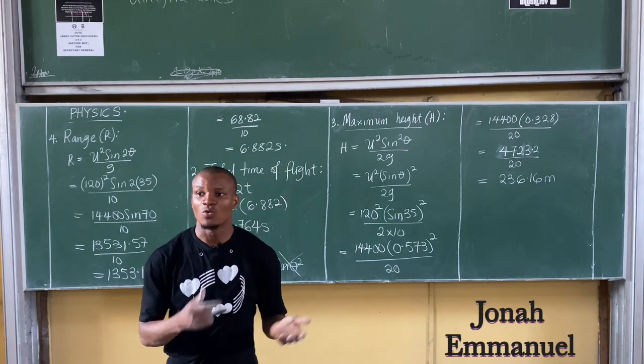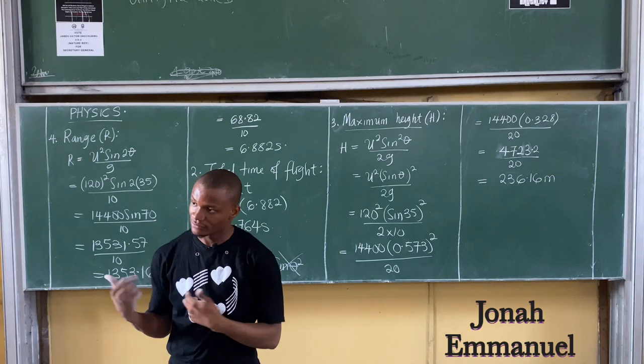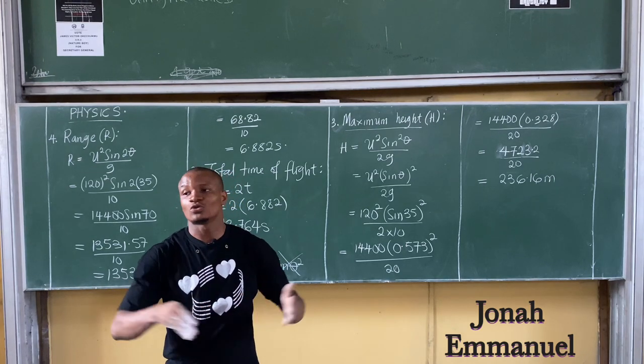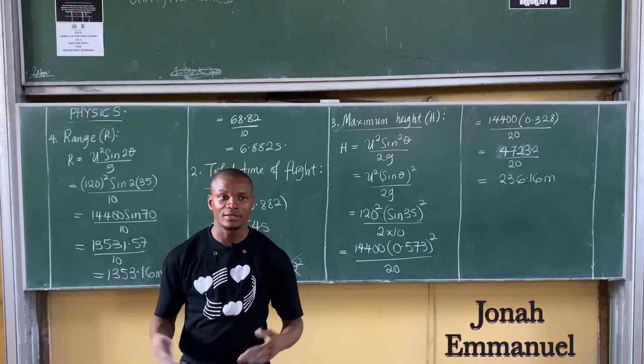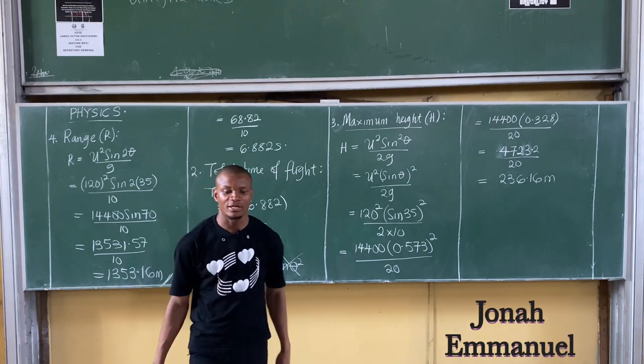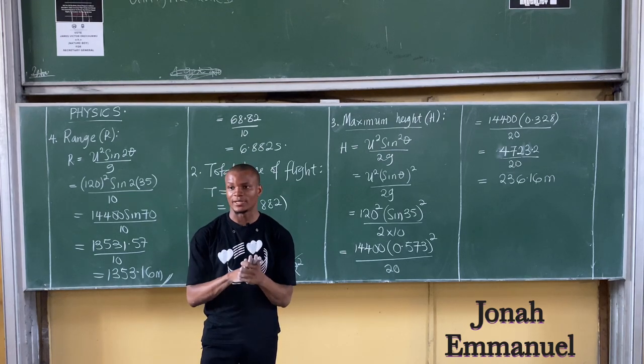So they ask you what is maximum height? That's the formula. They ask you what is total horizontal distance covered? That's range. Right, so that's like the concept of projectile. Alright. Any questions, please? Any questions?